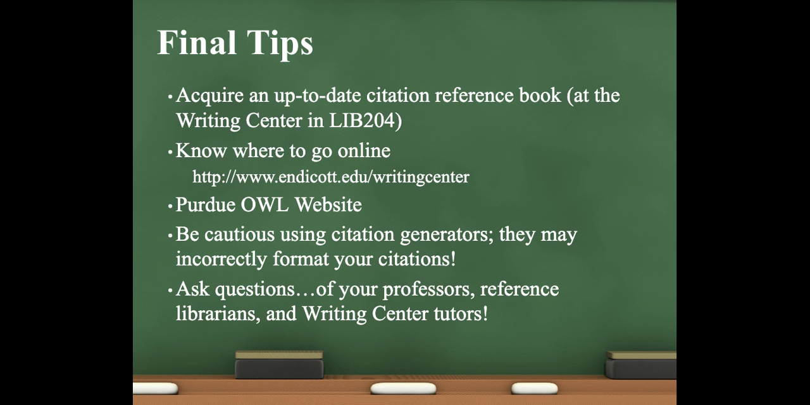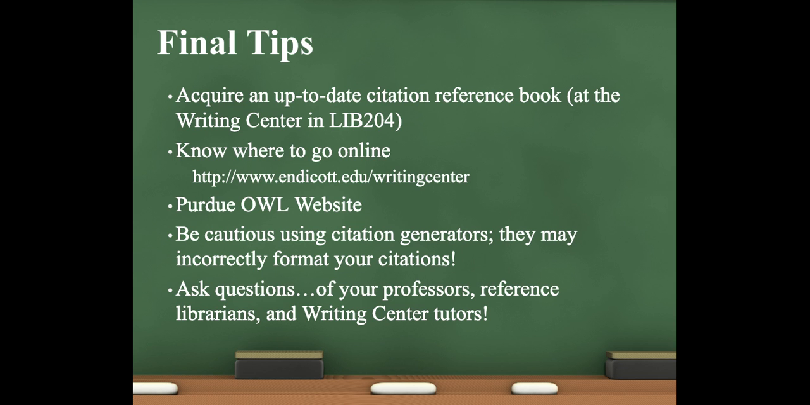So some just final tips. Acquire an up-to-date citation reference book. It's always great to have. You can find one in the Writing Center up at the Library 204. Know where to go online. You can go on Endicott's website, so endicott.edu/writingcenter. Another great resource to use is Purdue OWL.